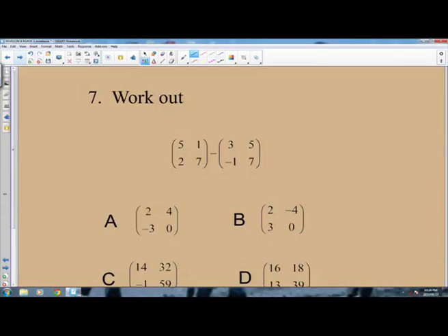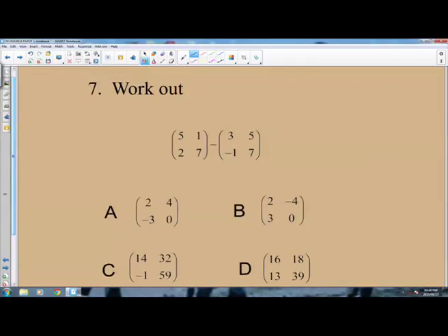And then question number 7. Question number 7 says, work out 5, 2, 1, 7 minus 3, minus 1, 5, 7. So these are matrices, and then you are expected to work them out. How do you work matrices out?